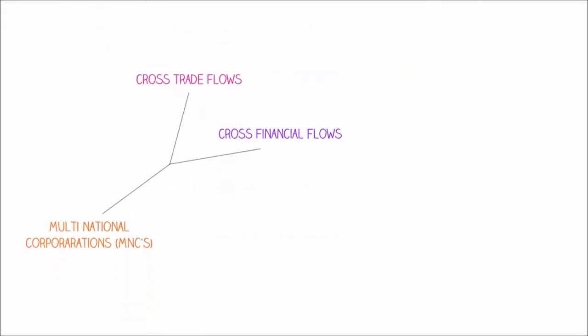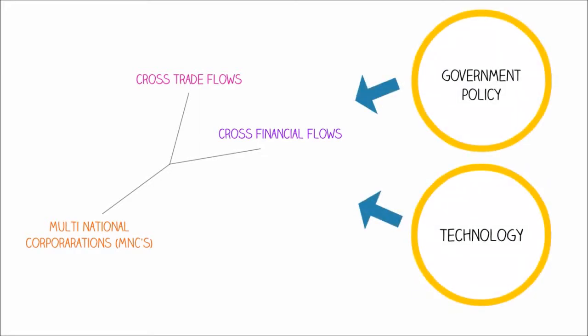Now, the reason globalization has come about is due to a number of factors, but the three main ones are cross-trade flows, cross-financial flows, and the growth of multinational corporations. And these three things have been accelerated by policies established by world governments and changes in technology.